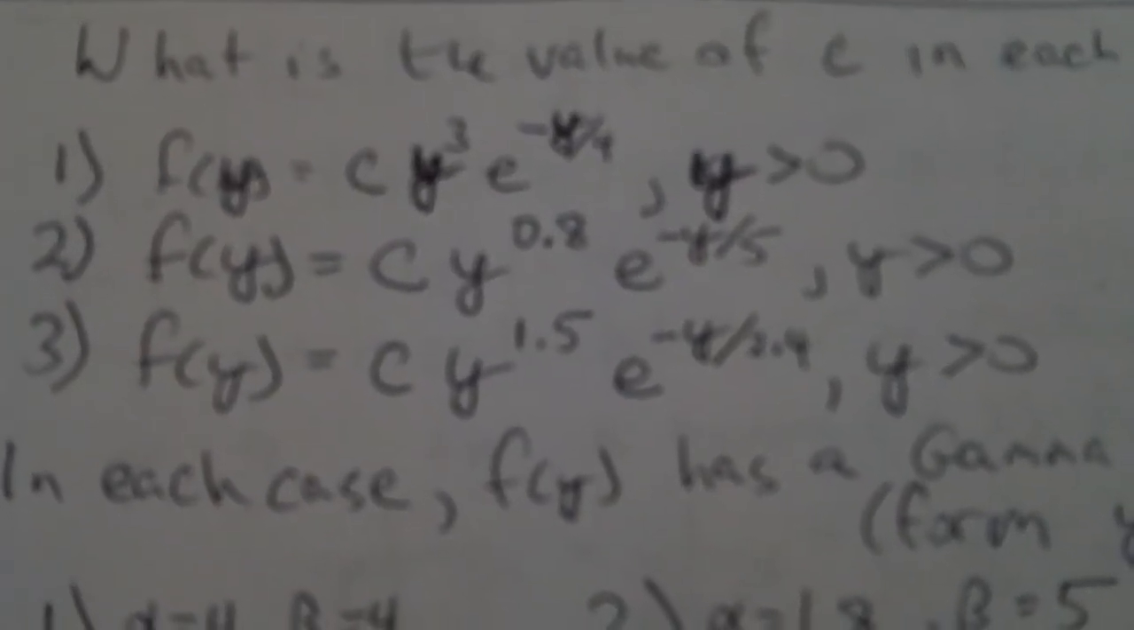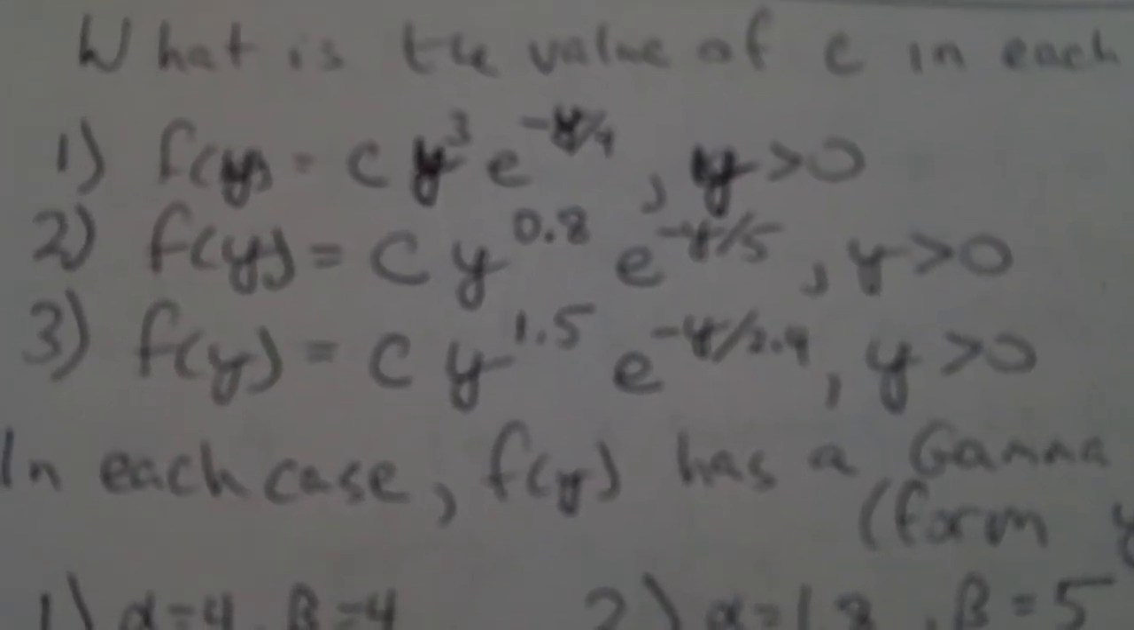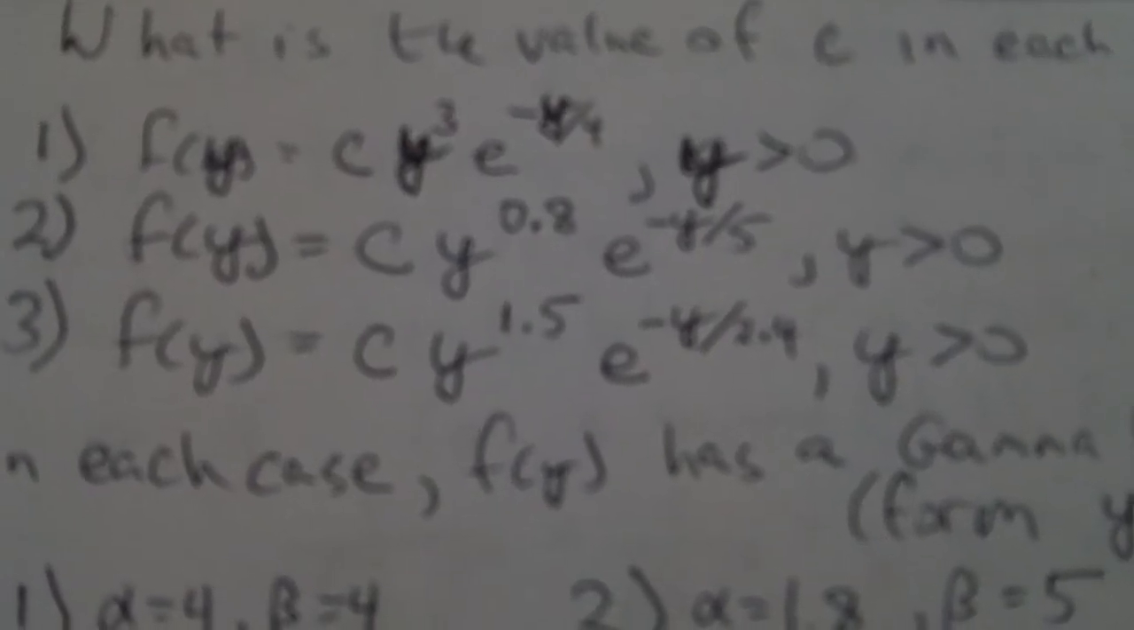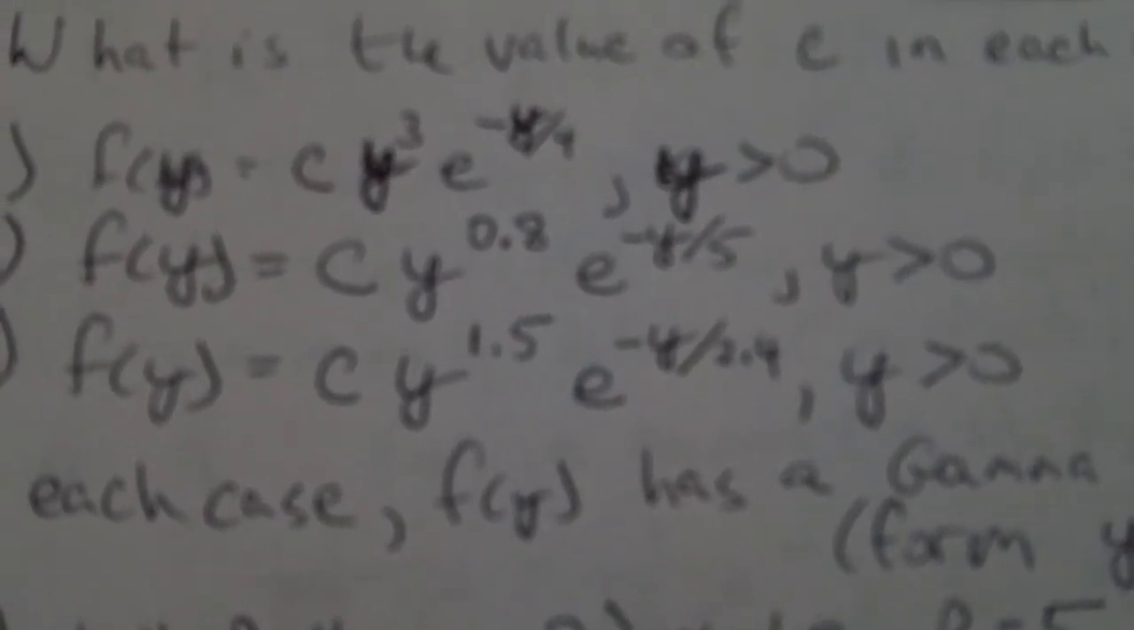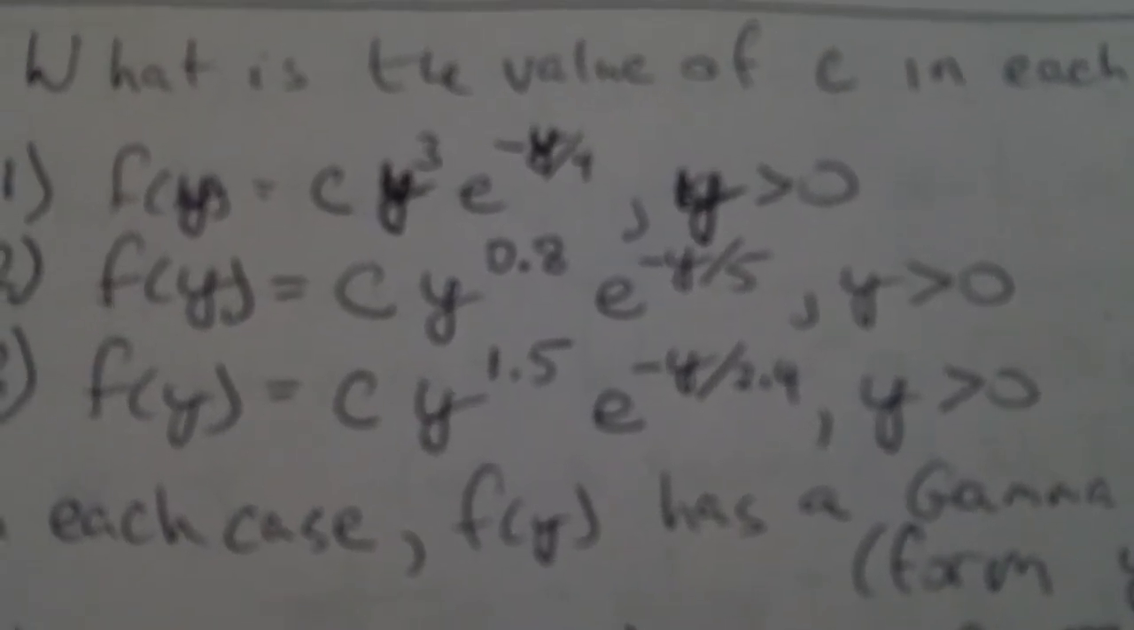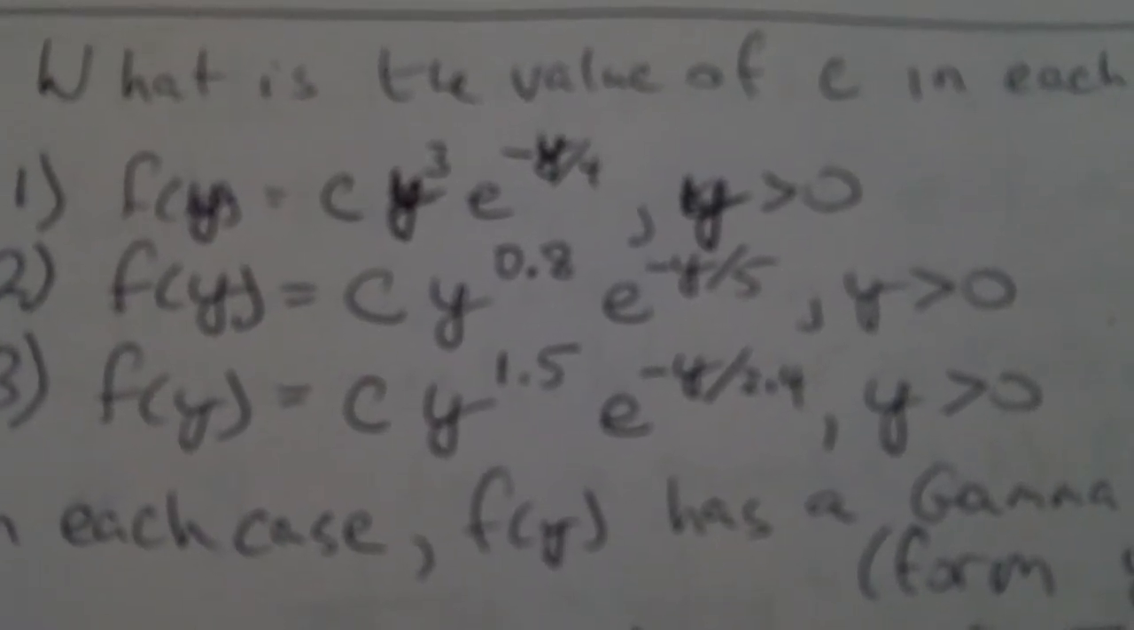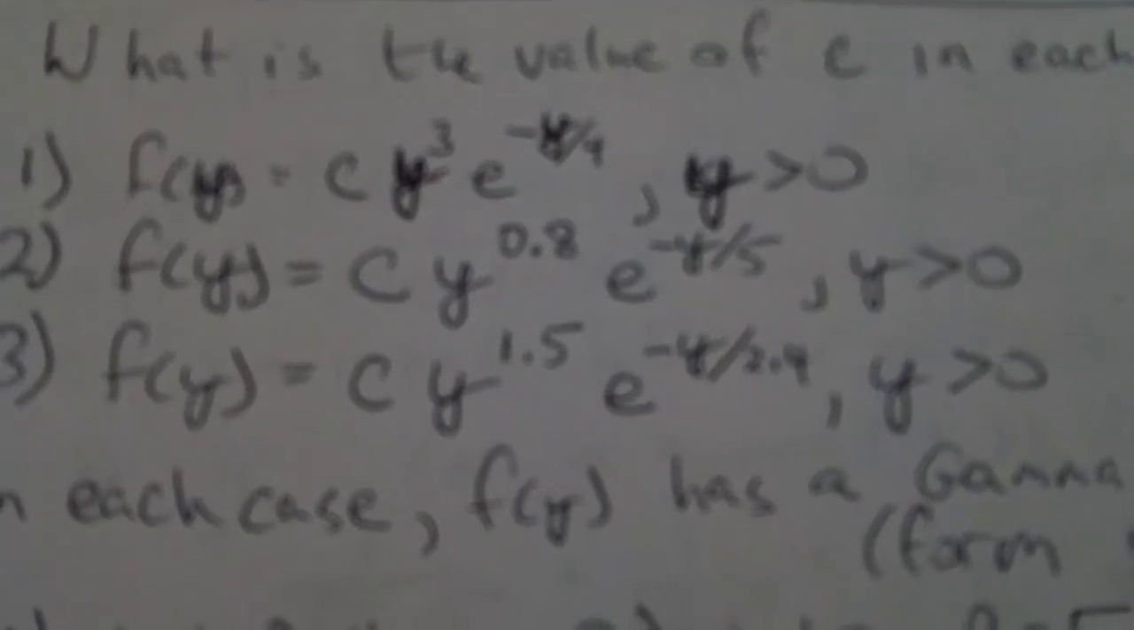I've given you 3 different gamma distributions. The constant C is not calculated here, but all 3 of these have gamma kernels. And so the first thing we're doing here is identifying what the values of alpha and beta are in these cases.